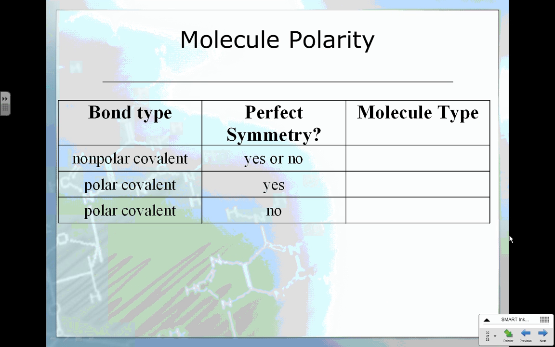So to review, if you've got a nonpolar covalent bond, it doesn't matter with the symmetry, so don't even look at the shape. If it's nonpolar bonds, we automatically know it's going to be a nonpolar molecule. But when it's a polar covalent bond situation, then yes, we have to look at our shape. So we look at our Lewis electron dot and we see, does it have perfect symmetry or not? If it does have perfect symmetry, the bond polarity is going to cancel out and we'll still get a nonpolar molecule. The only way to get a polar molecule is if we have polar bonds anywhere in the molecule and we don't have perfect symmetry. In that case, we're going to end up with a polar molecule.